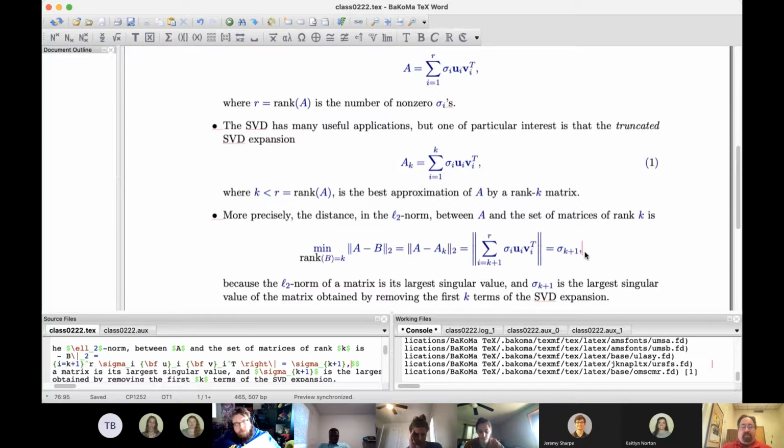And that just comes from what I mentioned last time. The 2 norm of a matrix is the largest singular value. Well, sigma k plus 1 is the largest singular value of the error. So in other words, this is a measure of how closely you can approximate A with a matrix of rank k. It's the next singular value, sigma k plus 1.